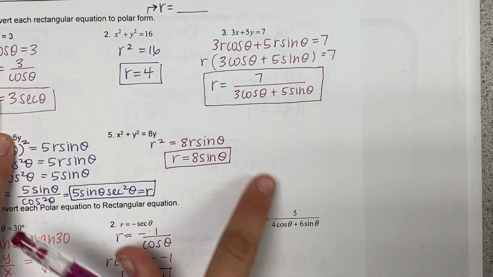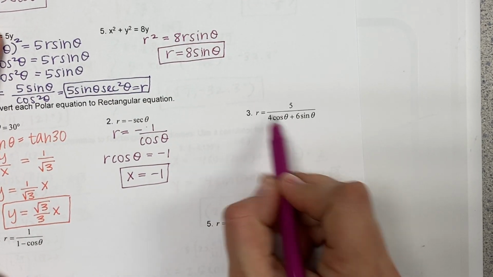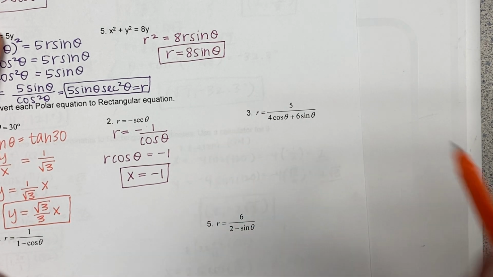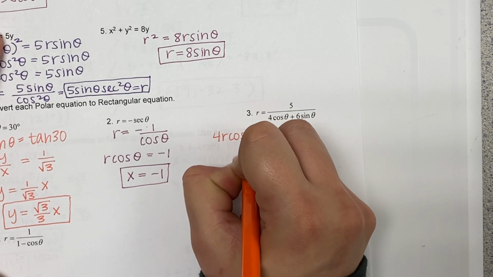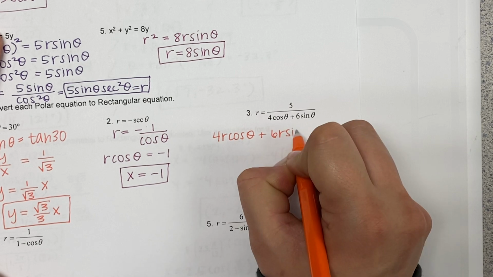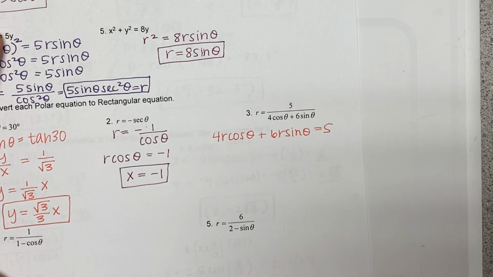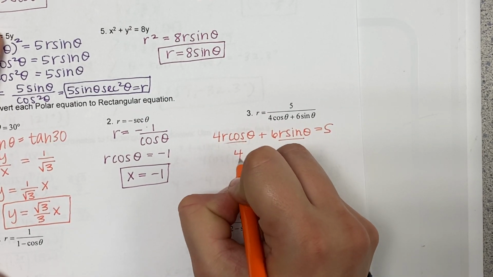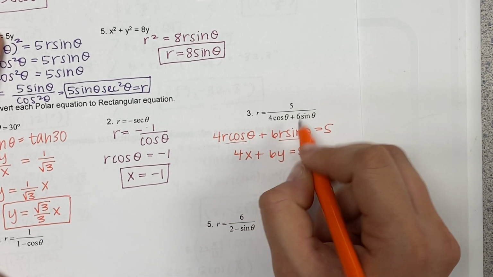All right, I'm going to notice that number 3 looks a lot like this. So I'm basically going backwards from what we had earlier. So I'm going to cross multiply where I take r and distribute it into both of these. So this will be 4r cosine theta plus 6r sine theta equals the 5. So I multiply over there. So I know this is x, this is y. And I got it.